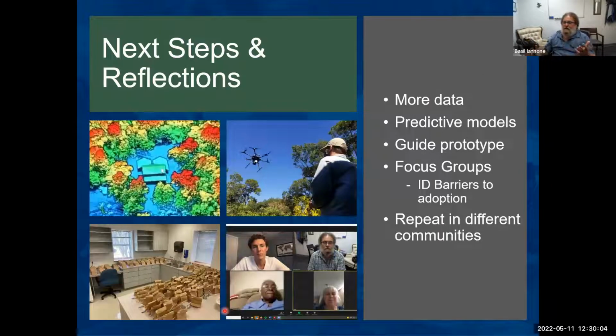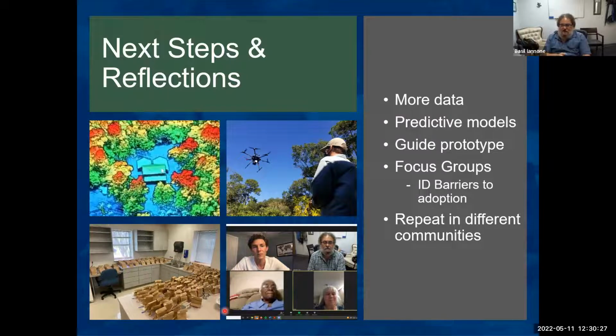In order to get there, we've got more data to analyze, for example, our LiDAR data. We want to work on developing predictive models to guide the prototype of that guide. We're going to do some focus groups as well. We would like to identify barriers to adopting more sustainable landscaping. We know we can design them, but getting people to adopt them is a different story.